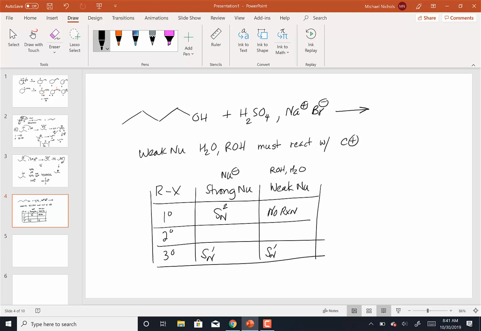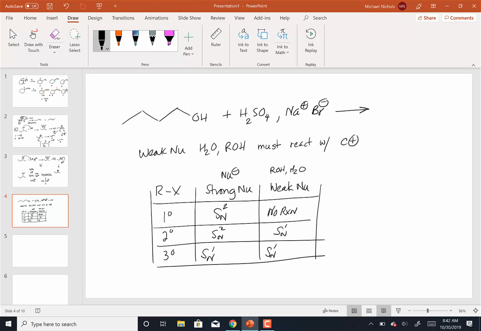So if I have a strong nucleophile with a secondary halide, I'm going to say that goes SN2. And secondary plus a weak nucleophile: the weak nucleophile can only react with the carbocation. Can a secondary form a carbocation? Yes. So that will allow me to do SN1. So with secondaries, it's not going to be the secondary, it's going to be, what is it reacting with? Strong, SN2; weak, SN1.